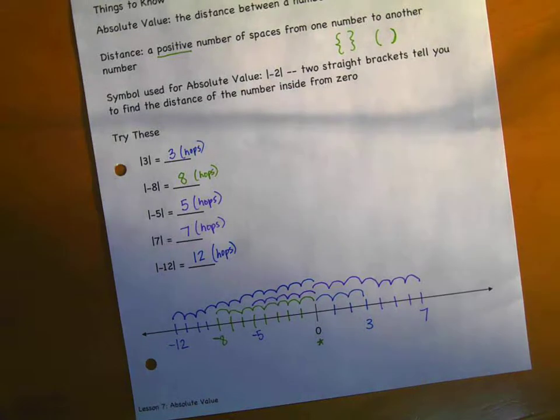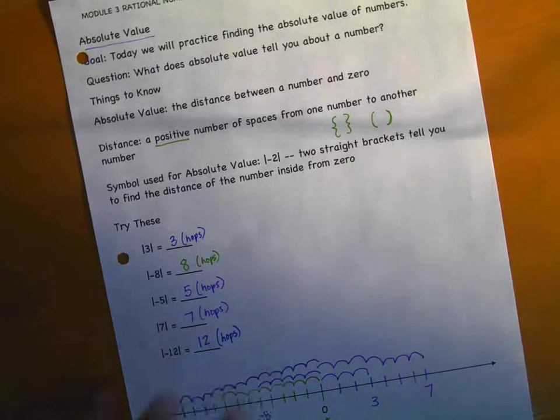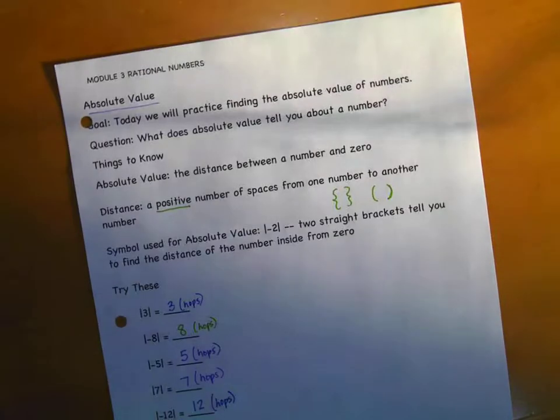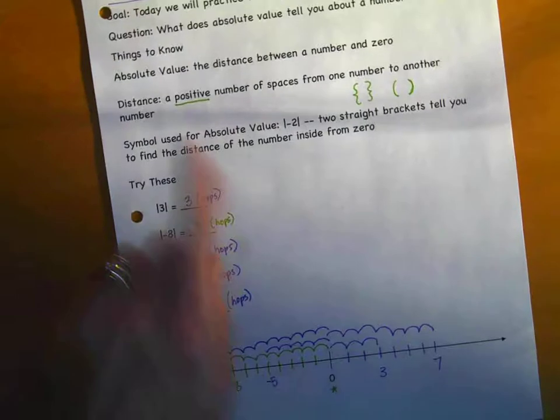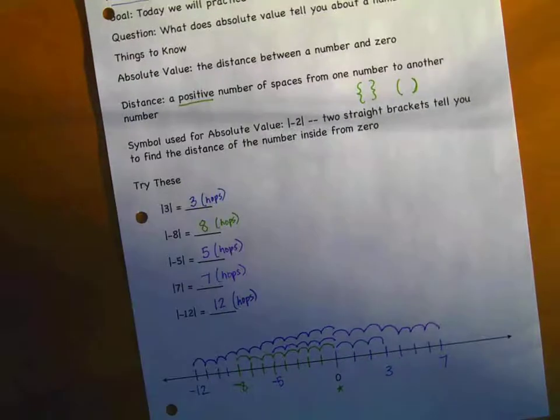And all you have to remember is that distance is always positive. Absolute value always has the straight brackets, remember that, and it's very easy to figure out. So we'll go back up to our goal for today. Today we will practice finding the absolute value of numbers, which we did. The question, what does absolute value tell you about a number? What it tells you about a number is how far away it is from 0. Okay? Remember, absolute value means you have straight brackets, and remember that distance is always positive, and that's going to keep you happy and safe with absolute value.